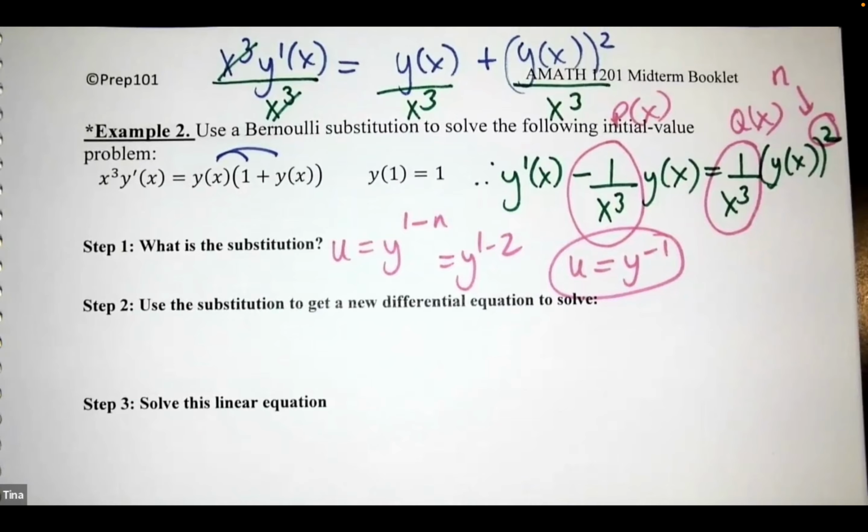Okay, write down what's your equation that you're going to use, the du by dx one, and what's going to be the simplified version of that du by dx plus equation. So what do you got for that?